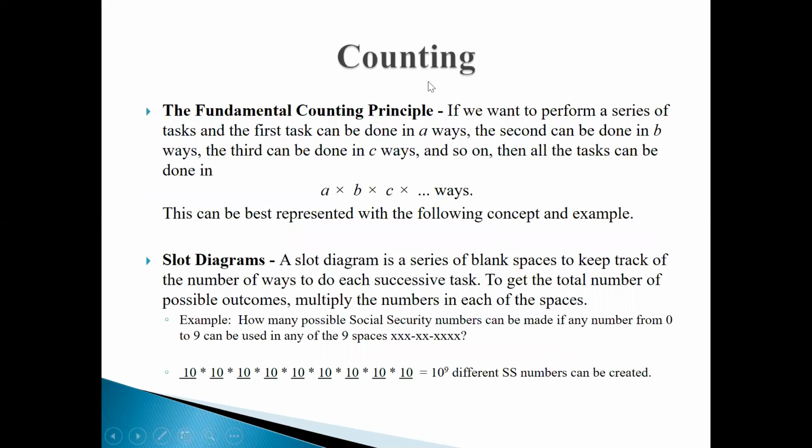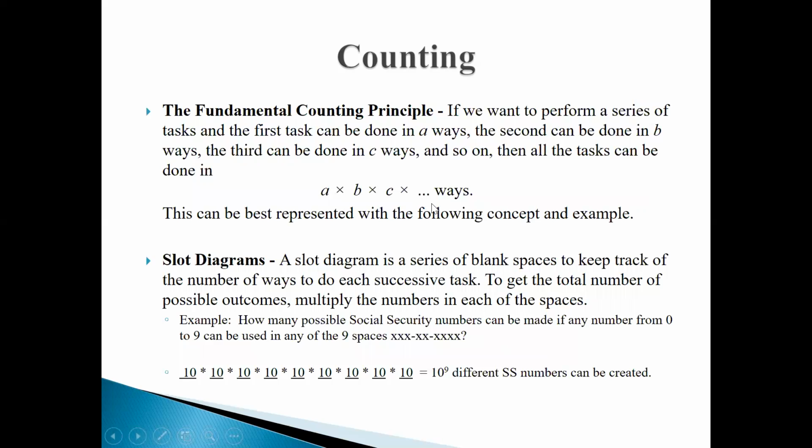So the first thing we can look at for counting is called the fundamental counting principle. So if we want to perform a series of tasks, and the first task can be done in A ways, the second task can be done in B ways, the third in C ways, and so on, then all the tasks can be done in A times B times C times D, and so on until we have all the ways represented here. So you just multiply them all together.